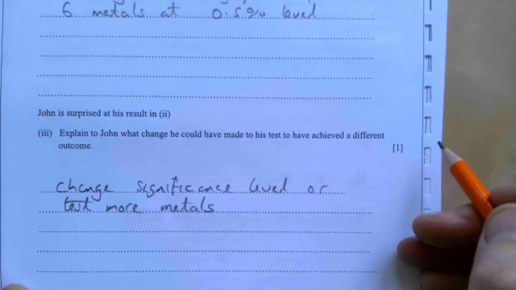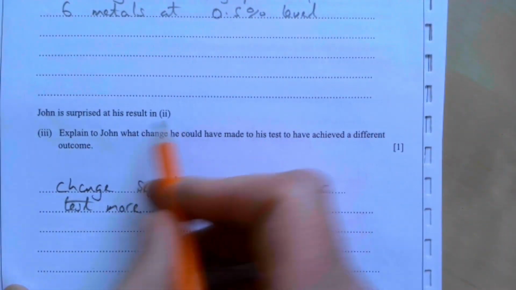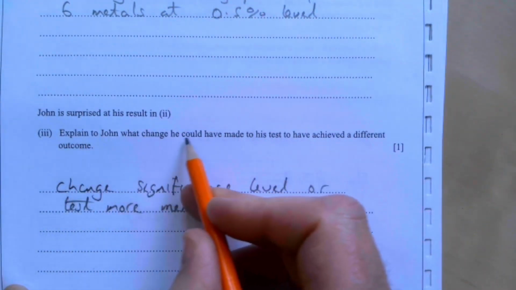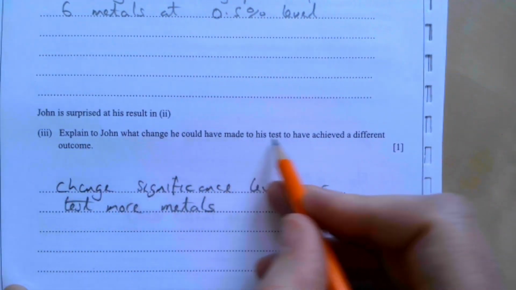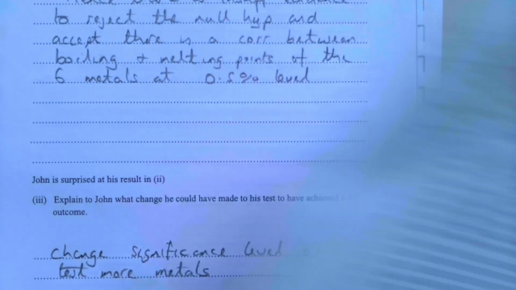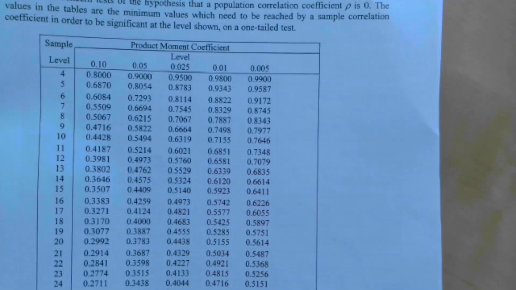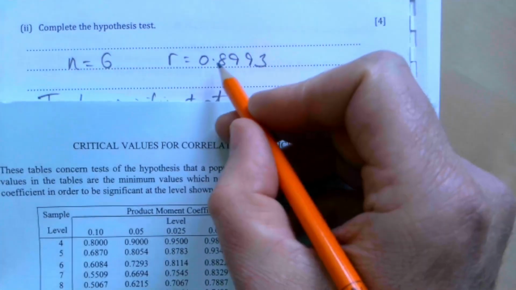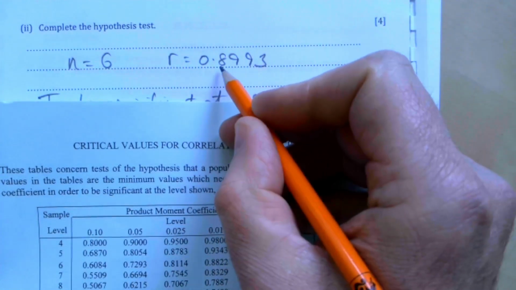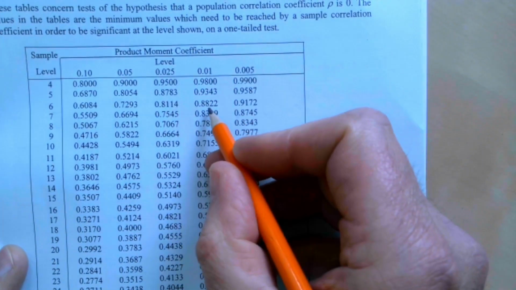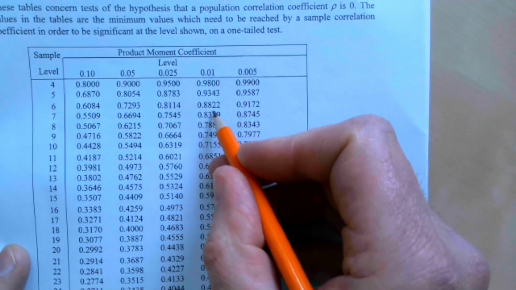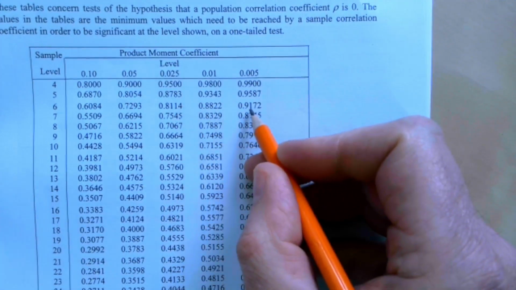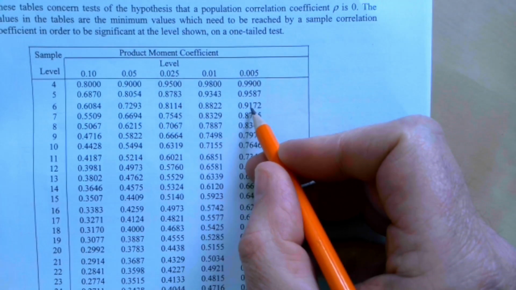Finally then, John is surprised at this result in part 2. Explain to John what change he could have made to this test to have achieved a different outcome. There's a couple of different things. We need it to be bigger than 0.8993; we want 0.8993 to be significant. So even if we change to the 1% level as opposed to the 0.5% level, that would make a difference.